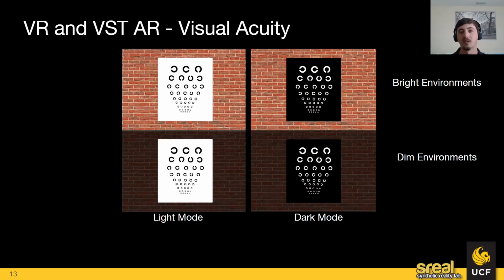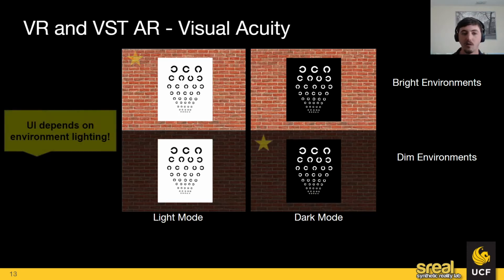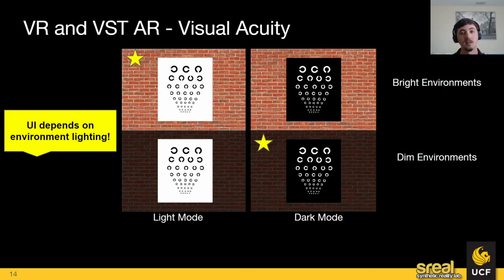So my lab group has done a couple of research projects on this over the past few years, and we're just going to show you some of the results that we got in terms of which UIs are best for these certain circumstances. So for virtual reality and video see-through AR, we did a study where we checked visual acuity with this virtual eye chart. And what we found was that the best UI in terms of light mode or dark mode in terms of visual acuity was dependent on the amount of virtual lighting in the room.